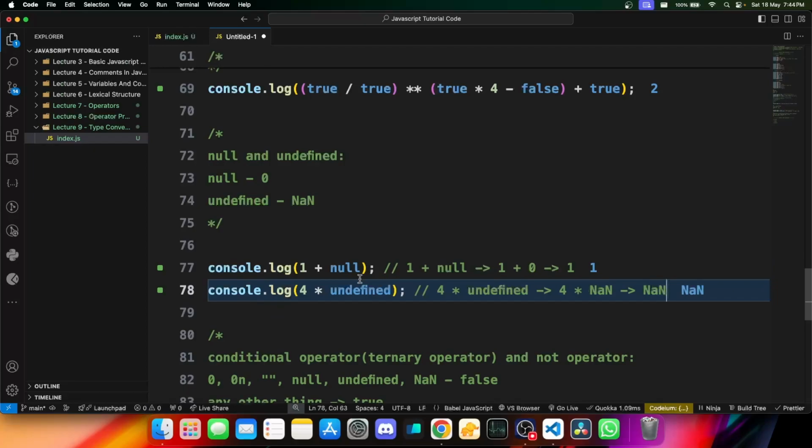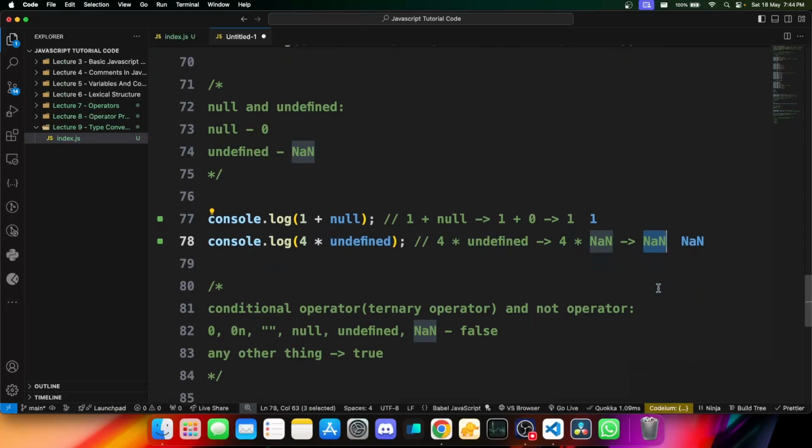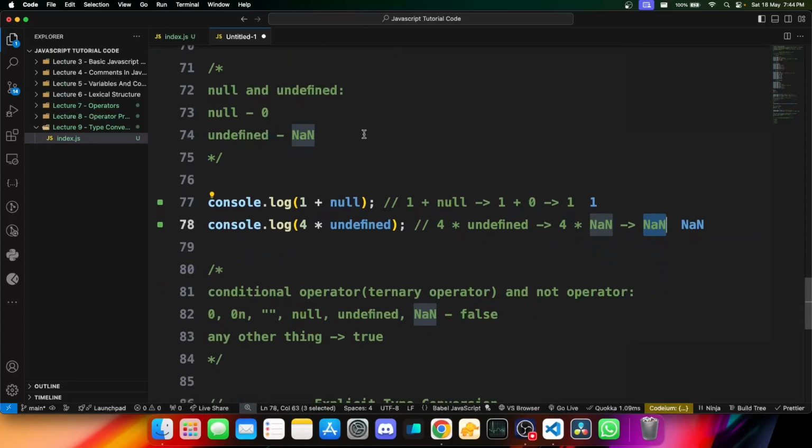Anyways, let's paste this over here. So you can see over here, 1 plus null. Null gets converted to 0. So 1 plus null becomes 1 plus 0. That becomes 1. 4 multiply undefined. Undefined becomes not a number. So 4 multiply not a number becomes not a number. I hope that is very clear to you. That is how the implicit type conversion happens over here.